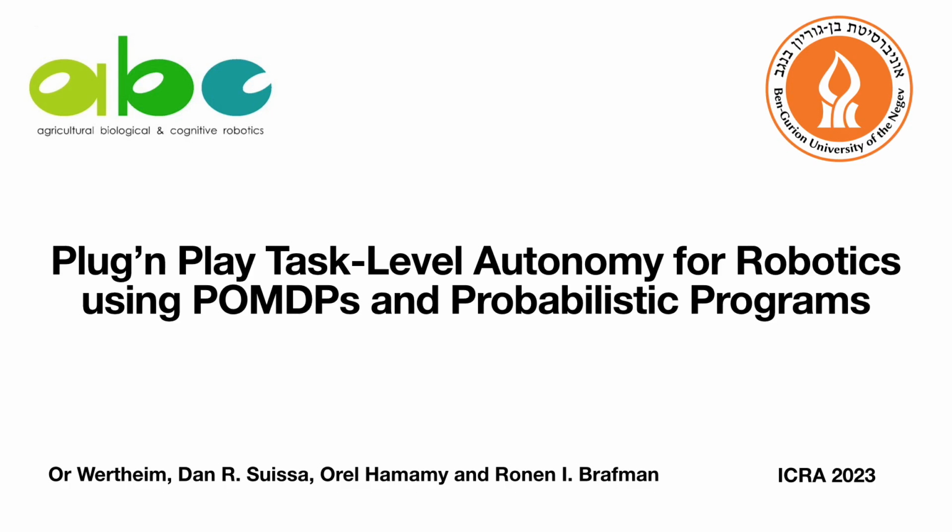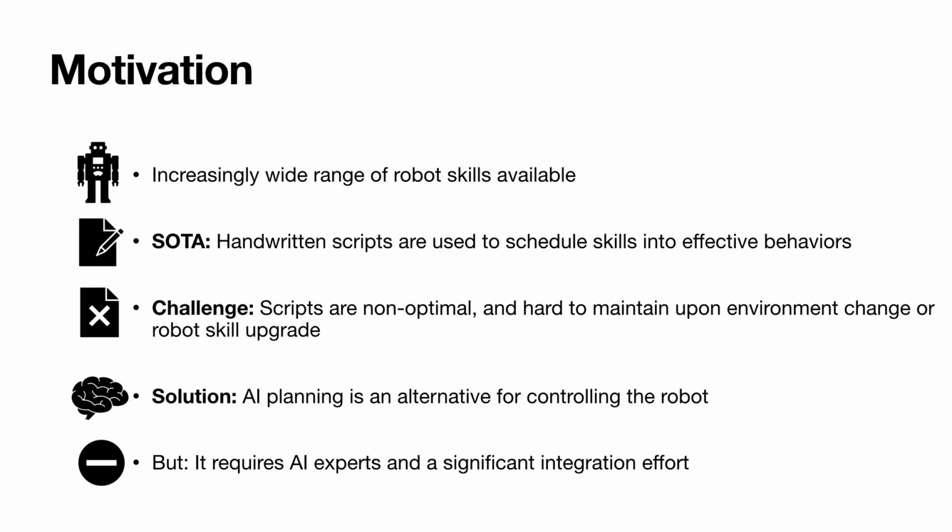Today we present our work Plug-and-Play Task-Level Autonomy for Robotics using POM-DPs and Probabilistic Programs. We are motivated by an increasingly wide range of robot skills available. The state-of-the-art is that handwritten scripts are used to schedule skills into effective behaviors. This is challenging because those scripts are non-optimal and hard to maintain upon environment change or robot skill upgrade.